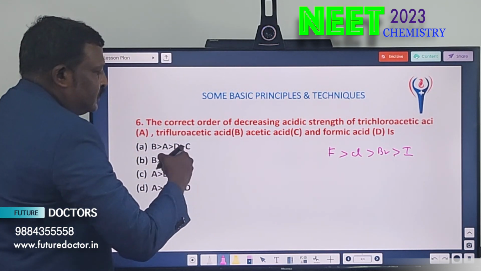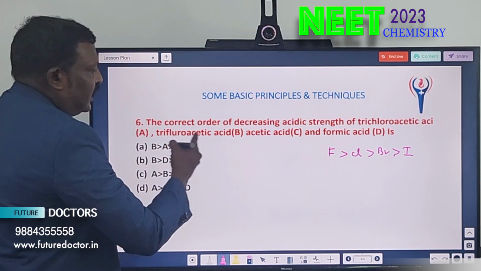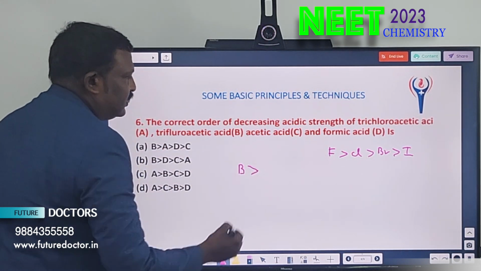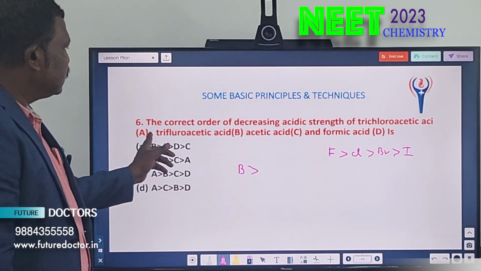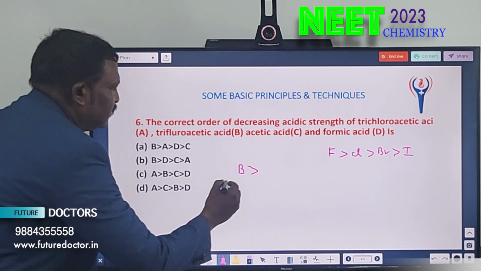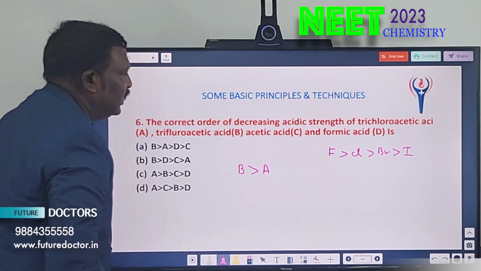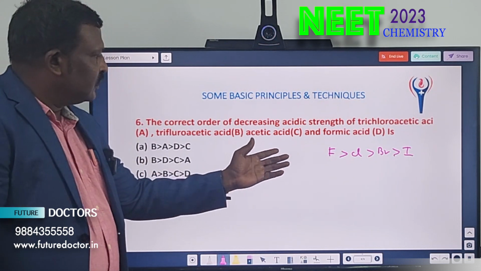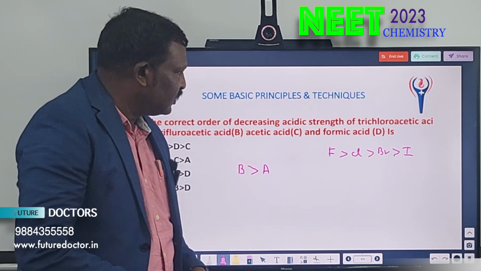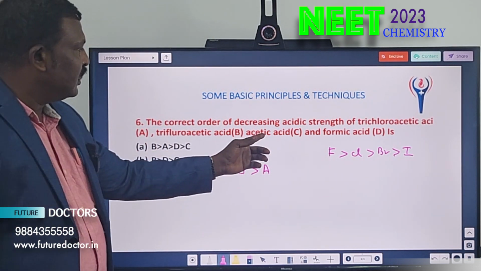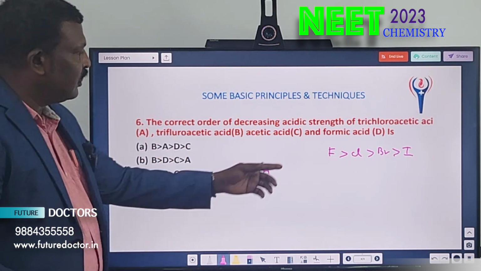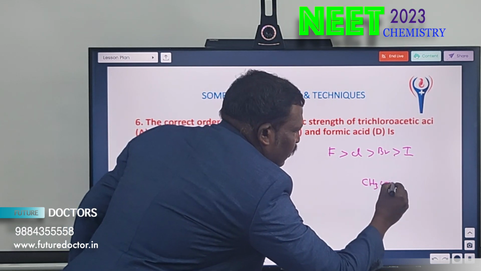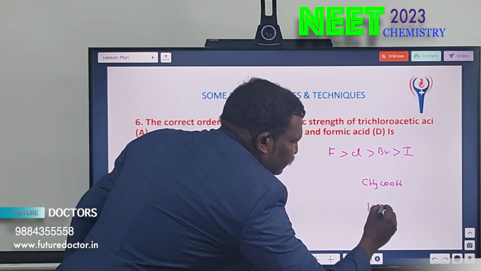Decreasing means first we should write the highest one. So trifluoroacetic acid, B, has the most acid strength. Understood? Right. Next one is trichloroacetic acid, A, which also has a strong tendency to withdraw electrons. Likewise, next is acetic acid, then formic acid. What is the formula for acetic acid? CH3COOH. Formic acid, what's the formula?